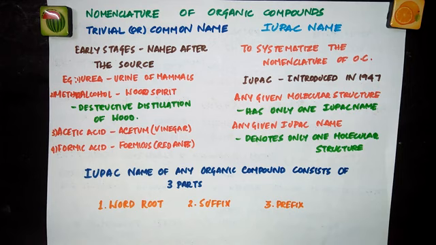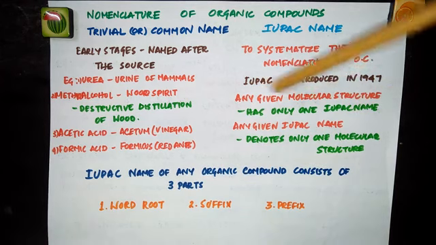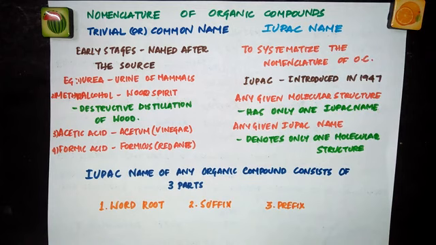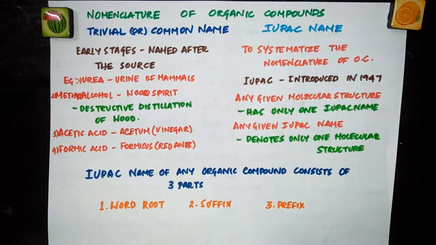Nomenclature means the system of naming. The most important feature of this system is that any given molecular structure has only one IUPAC name. Similarly, any given IUPAC name denotes only one molecular structure. So the IUPAC name of any organic compound consists of three parts: word root, suffix and prefix. If you learn these concepts and the rules to be followed to name an organic compound, then it will be very easy for you to name any organic compound.